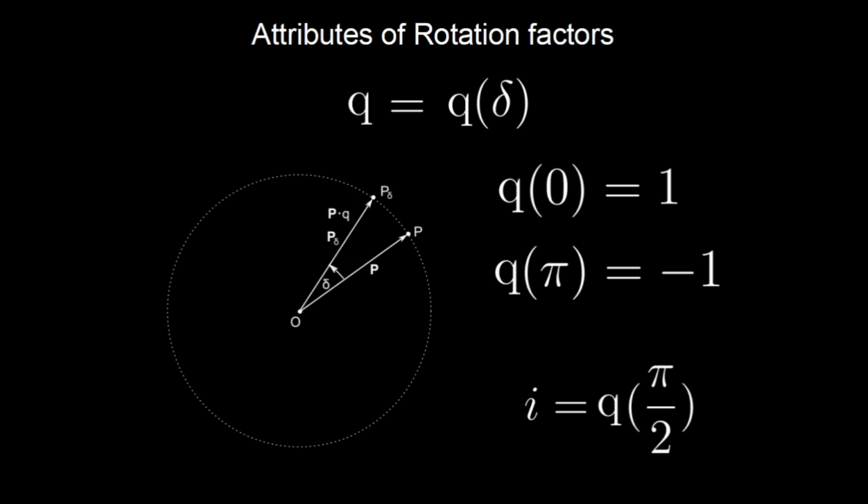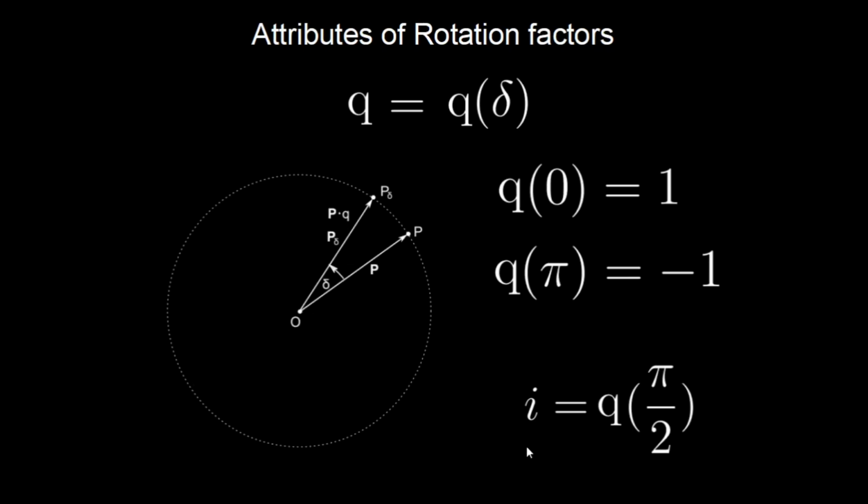Rotation factors are a new type of numbers as they can change vectors' directions and the real numbers cannot. In general, rotation factors are not real numbers, but the two angles 0 and pi are the exceptions. The rotation factor of angle 0 is the real number 1, as it produces no rotation for its target vector. And the rotation factor of angle pi is the real number -1, as it rotates the target vector by 180 degrees and reverses the target's direction.